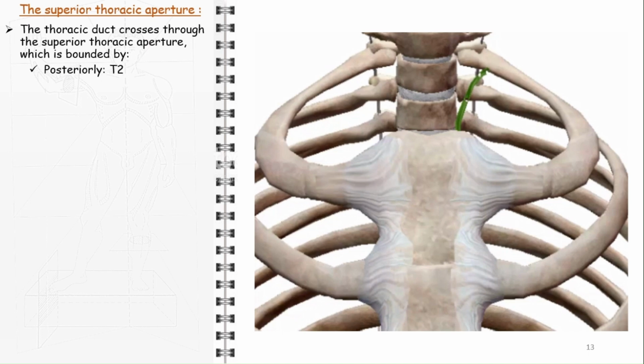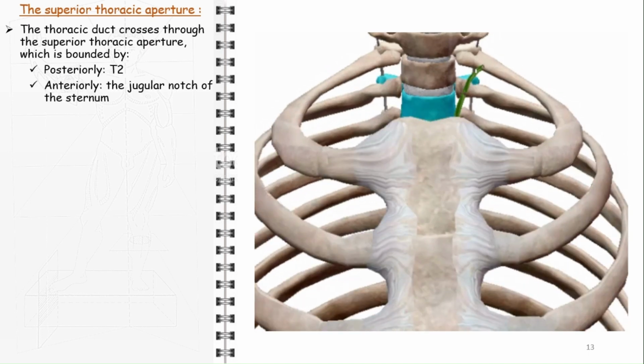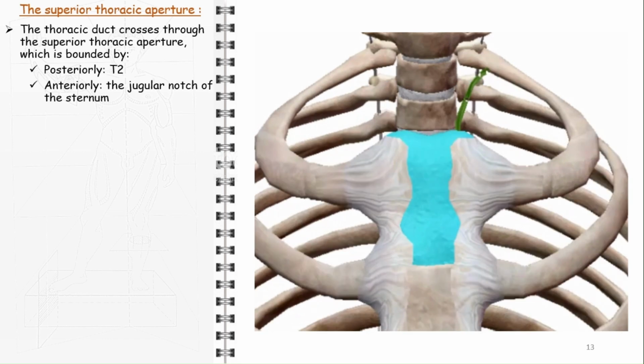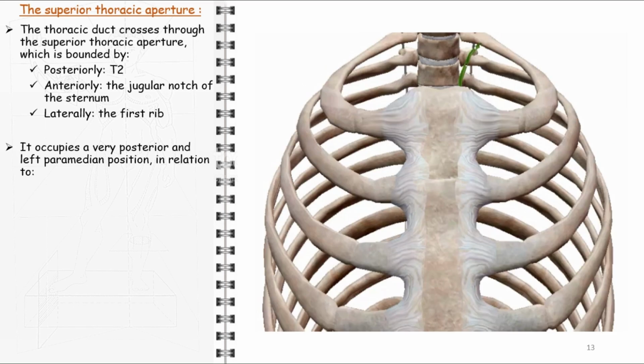Posteriorly, the second thoracic vertebra. Anteriorly, the jugular notch of the sternum. And laterally, the first rib. It occupies a very posterior and left paramedian position, with the following relationships.